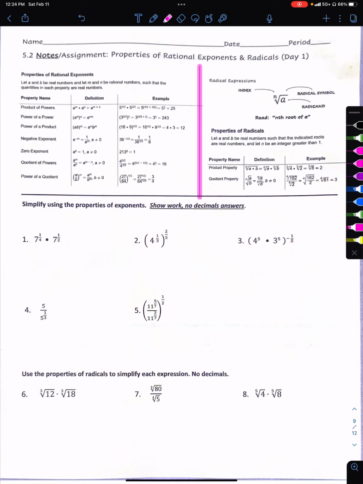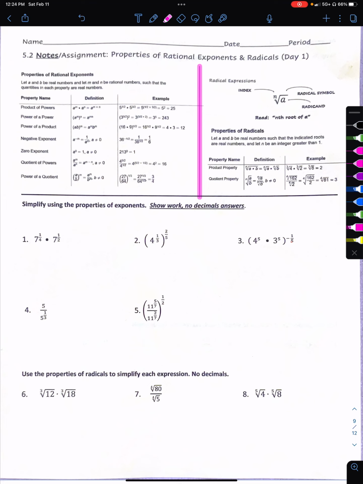Hey everyone, we are going to go ahead and start with the notes from Thursday, 5.2. It was properties of rational exponents and radicals. Now, when we're looking at these notes, there's two pieces of information I'm going to be referring to. For examples numbers 1 through 5, I am going to be looking at the properties of rational exponents. When we get through 6 through 8, I'm going to be looking at properties of radicals.